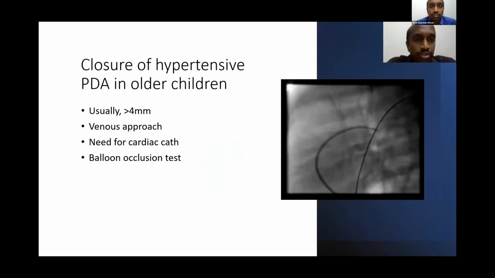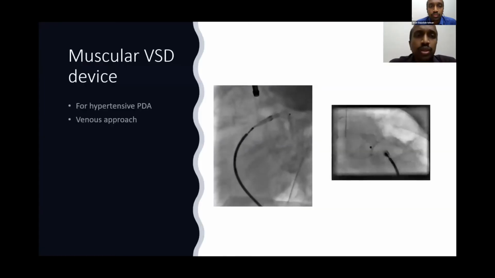When you come to percutaneous closure of hypertensive ducts, the venous approach is almost always mandatory, because the need for cardiac catheterization and balloon occlusion tests can be reliably done through the venous approach itself. And venous access is more forgiving to deploy larger sized devices. Hypertensive ducts are primarily closed using a muscular VSD occluder, as shown in this case, although this can be deployed from the arterial approach as well.